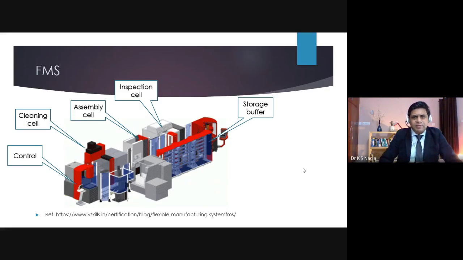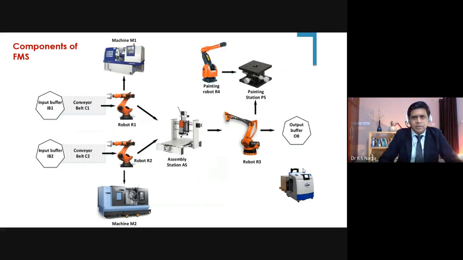Meantime, a large storage buffer may also be connected to the flexible manufacturing system in order to avoid line stoppage in the manufacturing system. This is a very good feature of a flexible manufacturing system. So let's consider various components of a flexible manufacturing system, because it is a big unit, and a flexible manufacturing system may be very large or of a very small size.